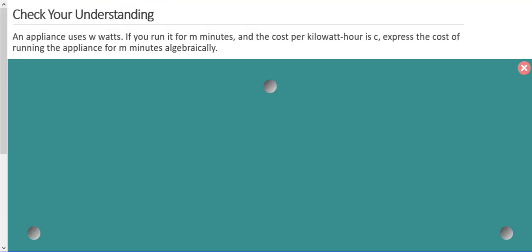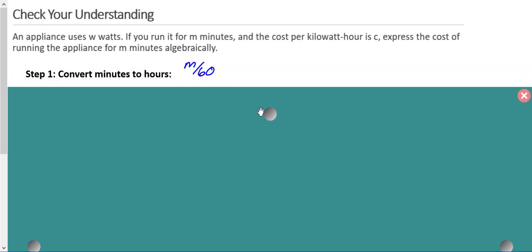To check your understanding, we're going to make an algebraic expression using the same steps. Once again, the appliance uses W watts. If you run it for M minutes, and the cost per kilowatt hour is C, express the cost of running the appliance for M minutes algebraically. Our minutes and our watts don't match again, so we need to convert the minutes to hours by taking M divided by 60.